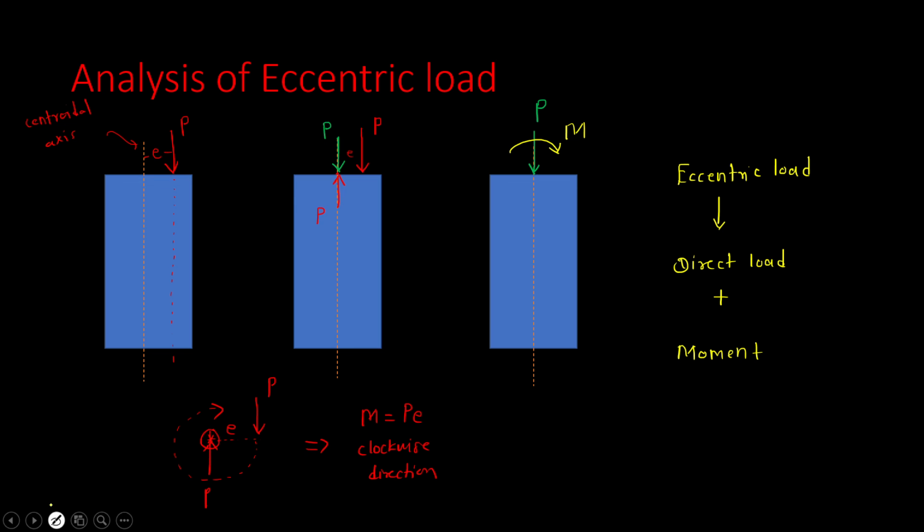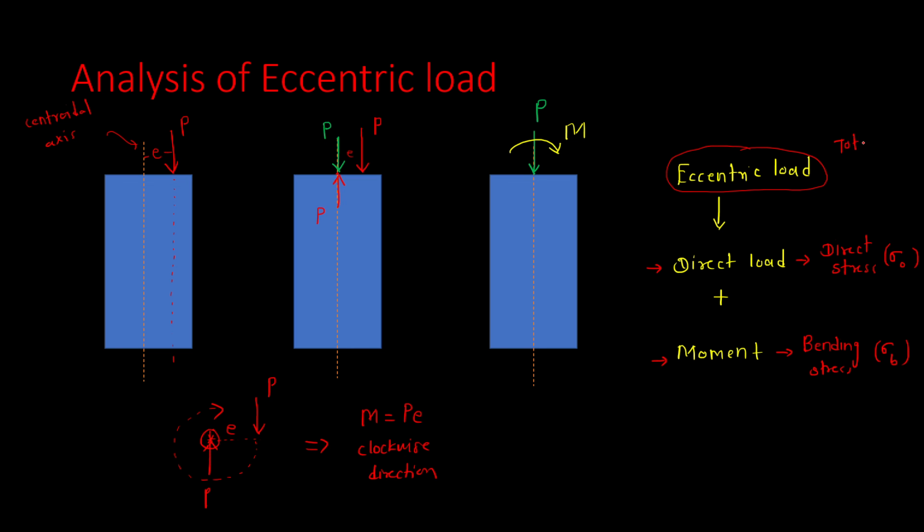Now if the direct load is present, which type of stress will be developed? We have seen direct stress, sigma naught. And if a moment is present, which type of stress will be developed? Bending stress, that is sigma b. So due to eccentric load, two types of stresses are developed, direct stress and bending stress. In the next class we will see what the total stress produced will be.